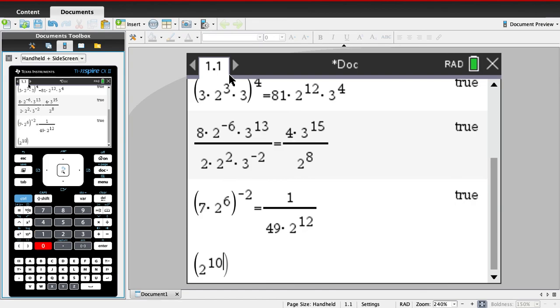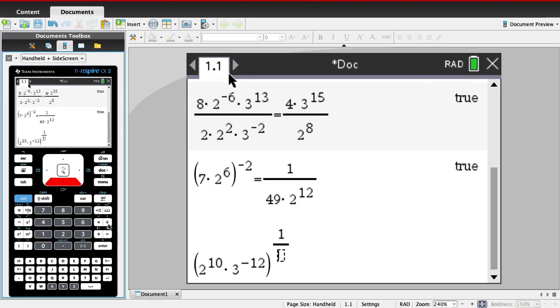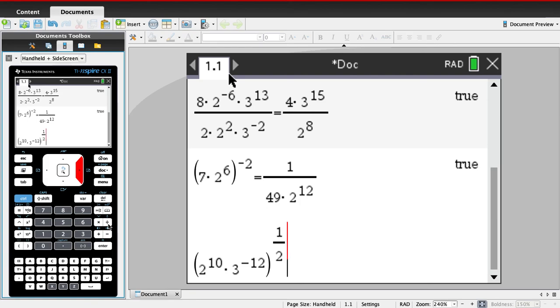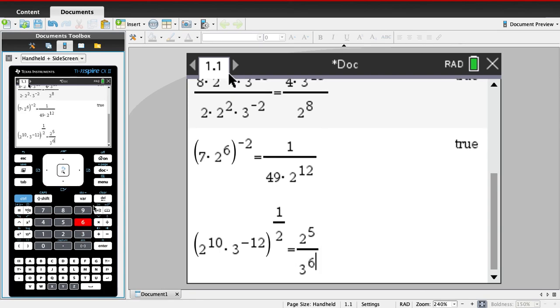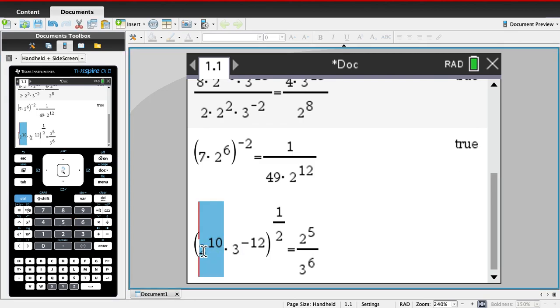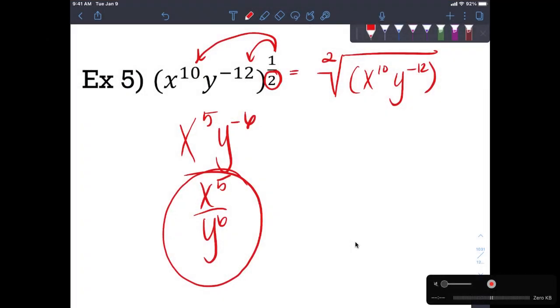So 2 to the power of 10 multiplied by 3 to the power of negative 12, all to the power of, I'll make a little tiny fraction. And I want to know, is that equal to this new fraction in my reduced form? 2 to the power of 5 and 3 to the power of 6. Noticing all I did was change this x to a 2, y to a 3. And I got a true, so I got this answer correct.